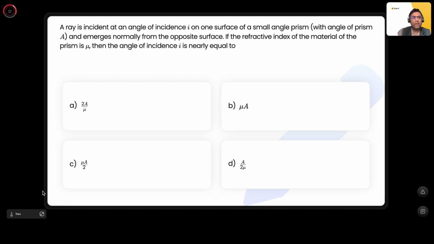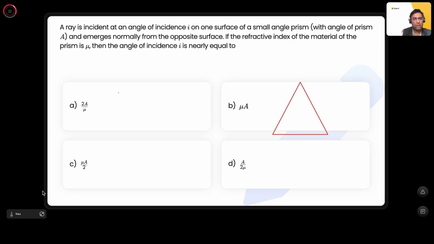A ray is incident at an angle of incidence I on one surface of a small angle prism and emerges normal from the opposite surface. If the refractive index of the material of the prism is mu, the angle of incidence is nearly equal to. Okay, so let's draw the diagram. It makes things easier for us to do.